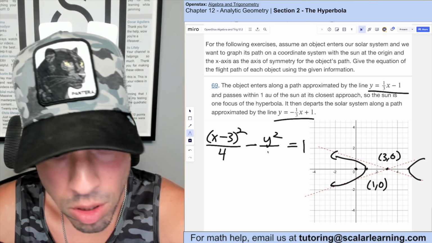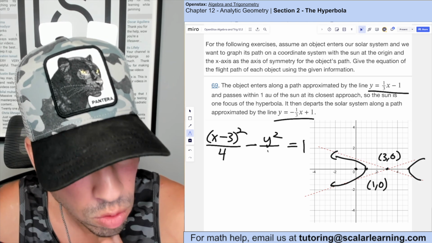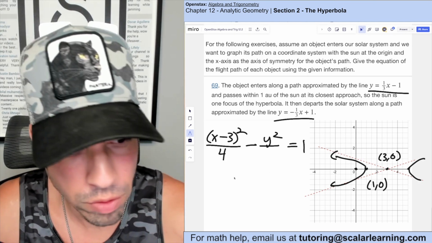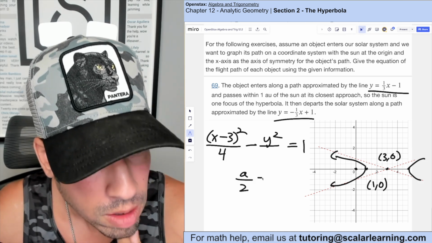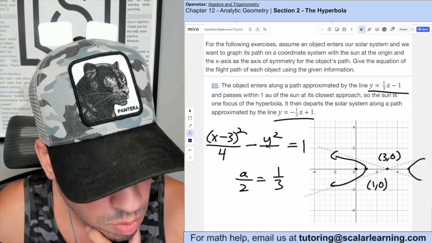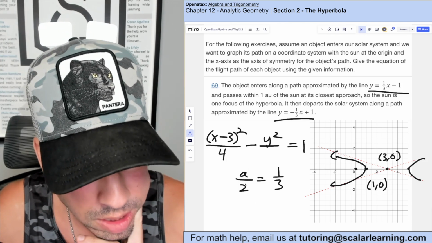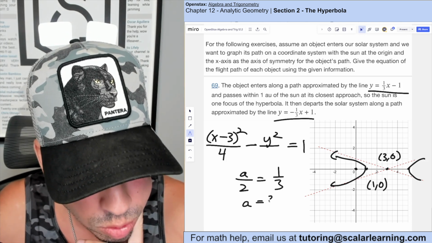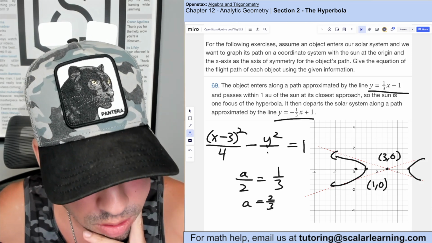And then now to get what goes under here, well, look at the slope of these asymptotes. It's 1/3. So whatever goes under here, the square root of that, let's call it a, over the square root of that, which is 2, must equal 1/3, right? Rise over run, y over x. So then to solve for a, multiply both sides by 2, and we get a equals 2/3. So a squared goes under here, 2/3 squared is 4/9.